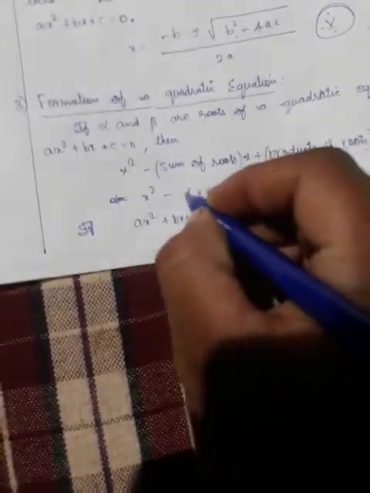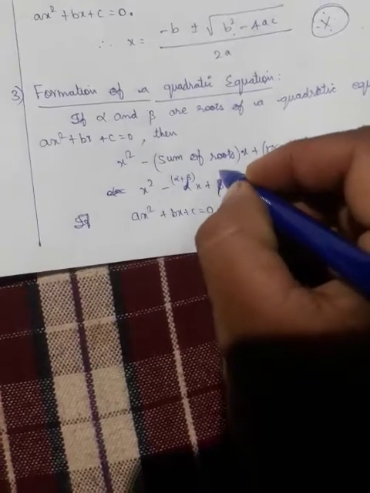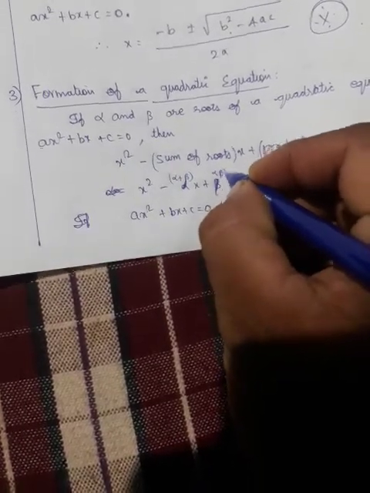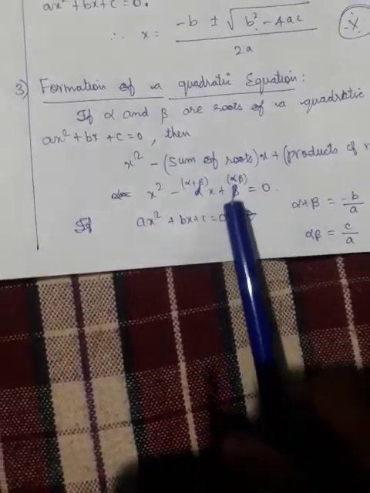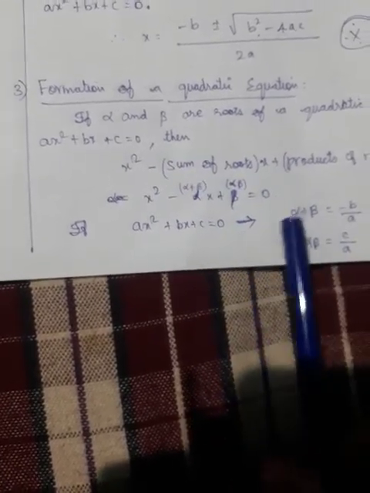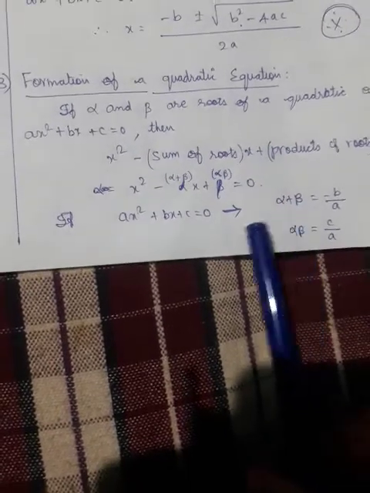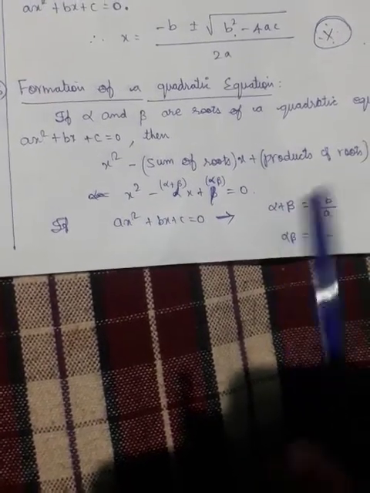So here alpha plus beta comes in this place, and alpha beta comes in this place. So x square minus alpha plus beta x plus alpha beta. The sum of roots is alpha plus beta, and the product of roots is alpha beta.